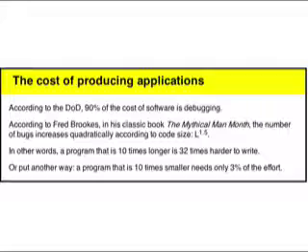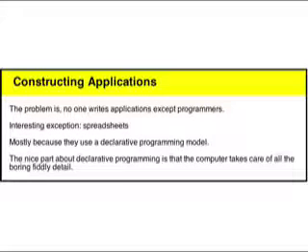So that means that if a program is 10 times longer, it doesn't have 10 times as many bugs. No, it has about 32 times more bugs. So in other words, a large program is much more expensive relatively to produce than a small program. To put it another way, a program that's 10 times smaller means only 3% of the effort or the cost. And there's another problem as well.